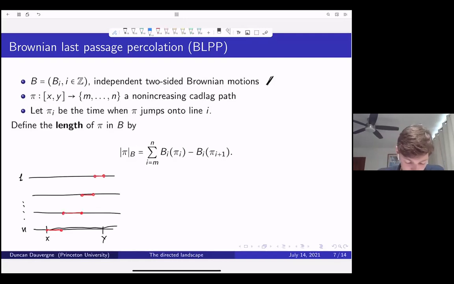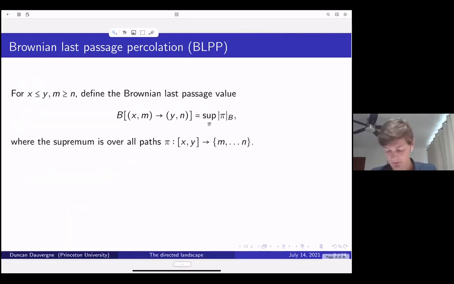And then the weight of the path is just going to be the sum of Brownian increments that you pick up along the path. So you look at all the Brownian increments, and you pick up all of these independent increments along the path. Okay, so this is a reasonable notion of path length in this Brownian environment. So now you have a notion of path length. You want to define a notion of distance. So the natural thing would be that the distance between two points is the length of the shortest path.